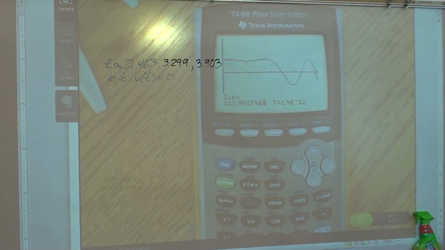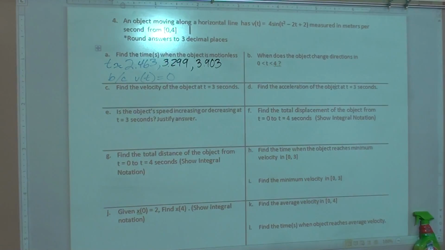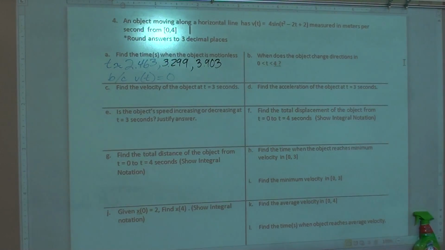Alright, did y'all get those answers? Any questions on how to find zeros? Are all comfortable? Yes? Okay, good. Moving on. When does the object change directions between 0 and 4?